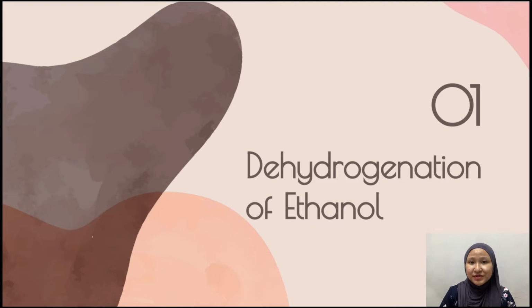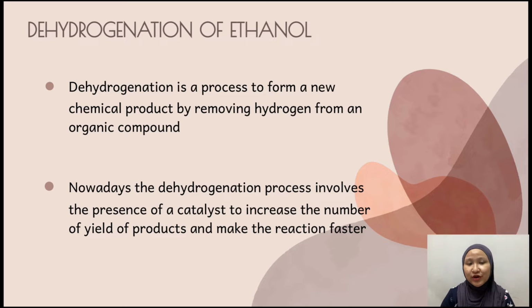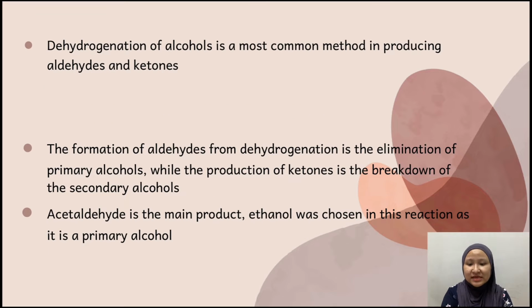The first synthesis route is the dehydrogenation of ethanol. What is dehydrogenation? Dehydrogenation is a process to form a new chemical product by removing hydrogen from an organic compound. But nowadays, the dehydrogenation process involves the presence of a catalyst, to increase the yield of the products and make the reaction faster. Examples of catalysts are copper and chromium. Dehydrogenation of alcohols is the most common method in producing aldehydes and ketones.